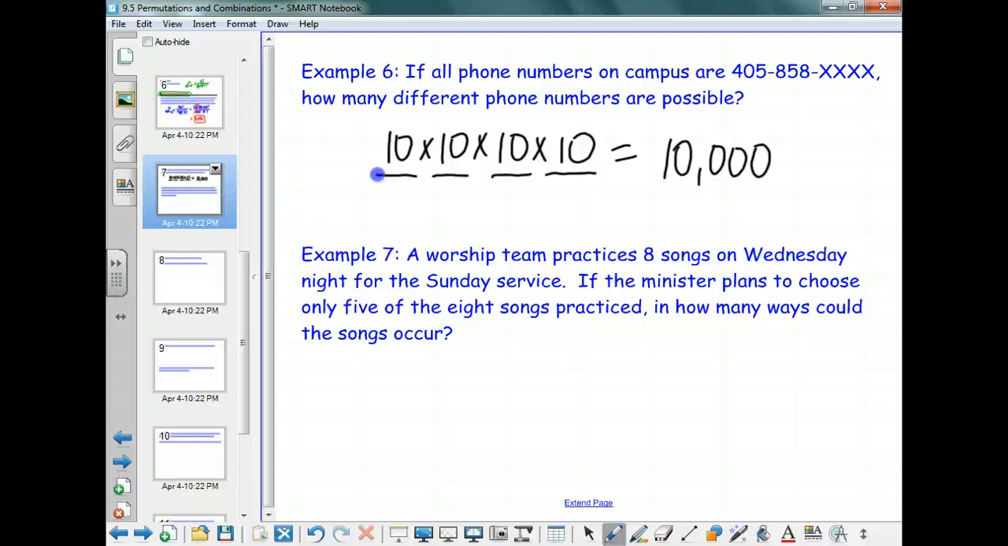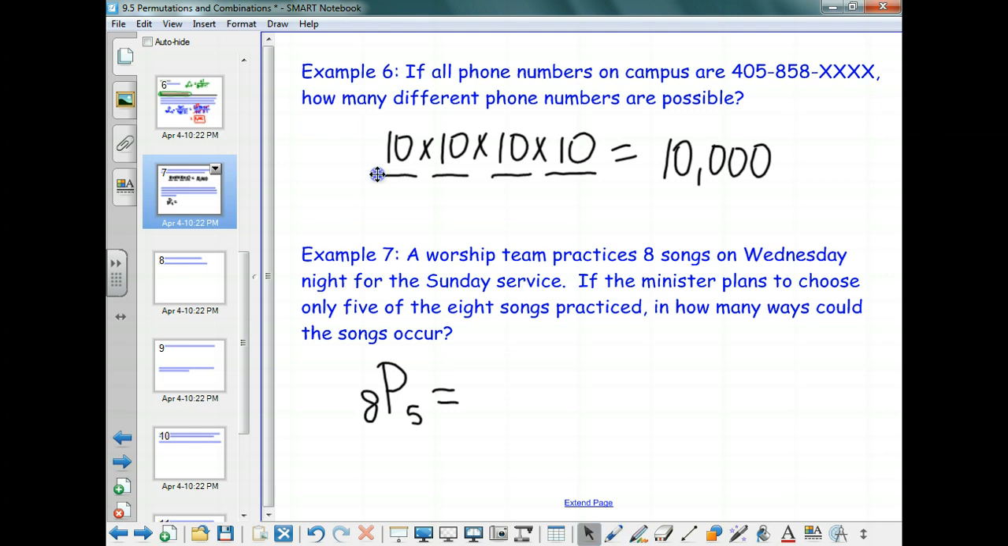All right, so we're going to do a permutation because the order does matter in this case. Okay? So how many am I choosing from? 8. I'm using a permutation, and how many am I choosing? 5. All right, so what will this look like?